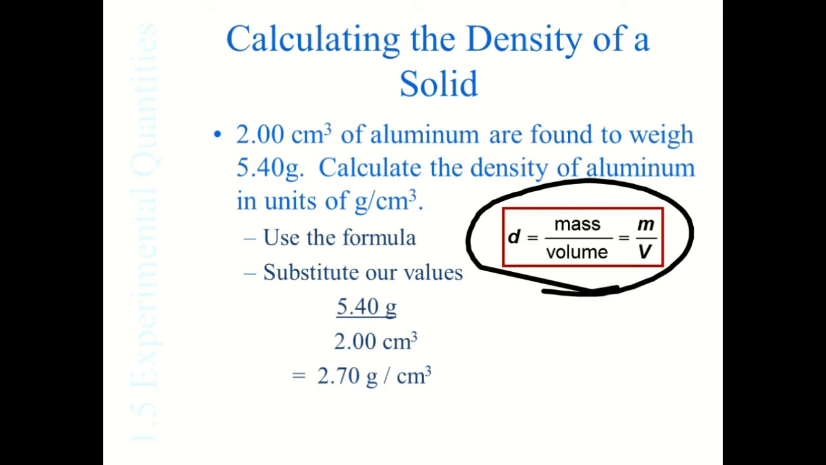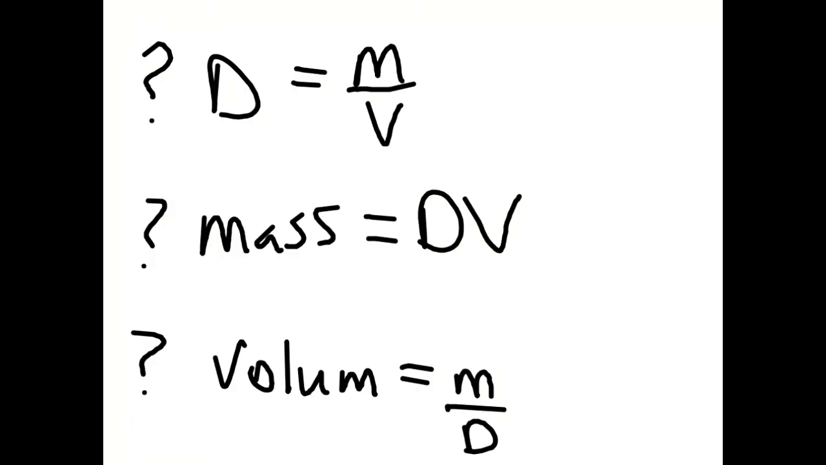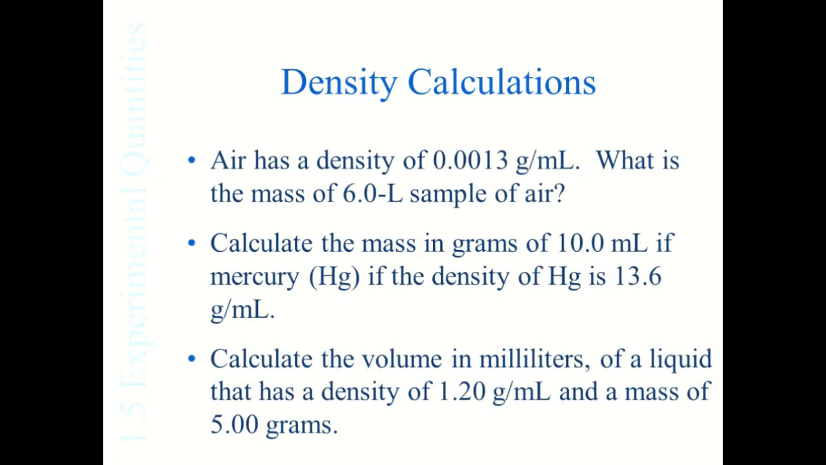So 200 centimeters cubed of aluminum are found to weigh 5.4 grams. Calculate the density in units of grams per centimeter cubed. Grams per centimeter cubed. That's easy. Density equals the mass over the volume. 2.7 grams per centimeter cubed. Okay? So that's all I really am trying to do for that.